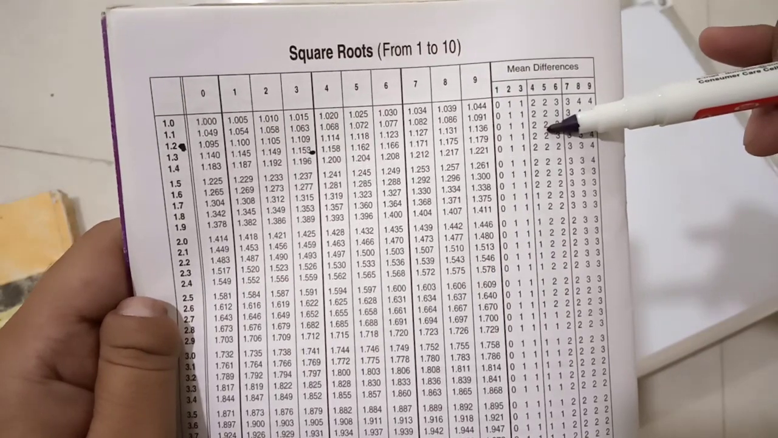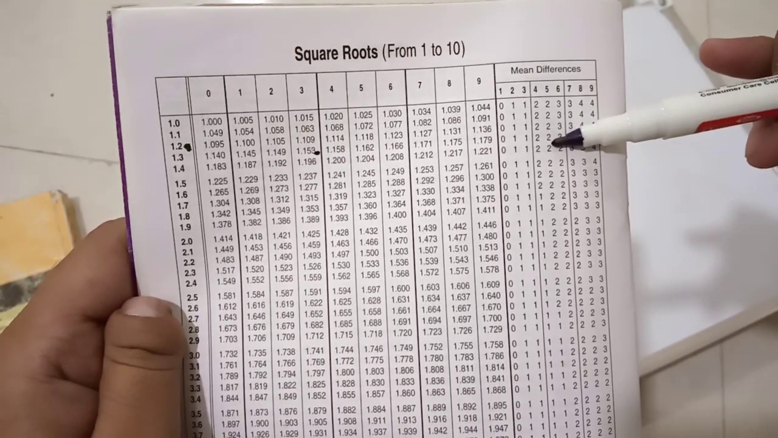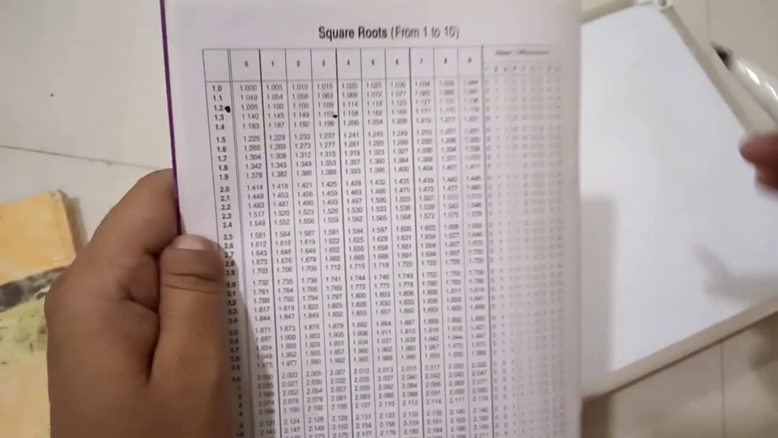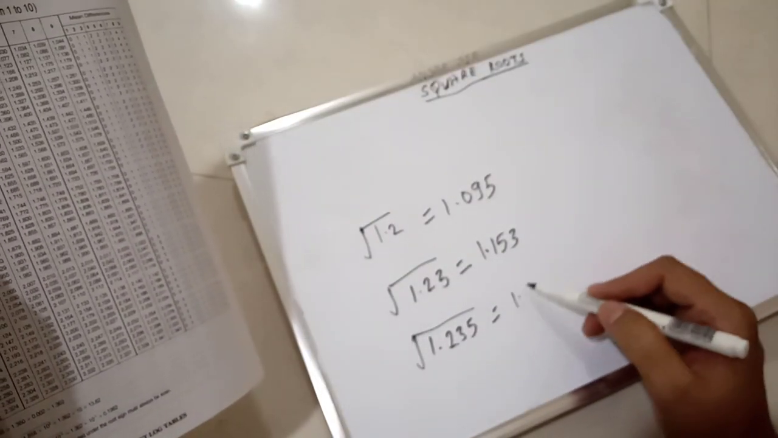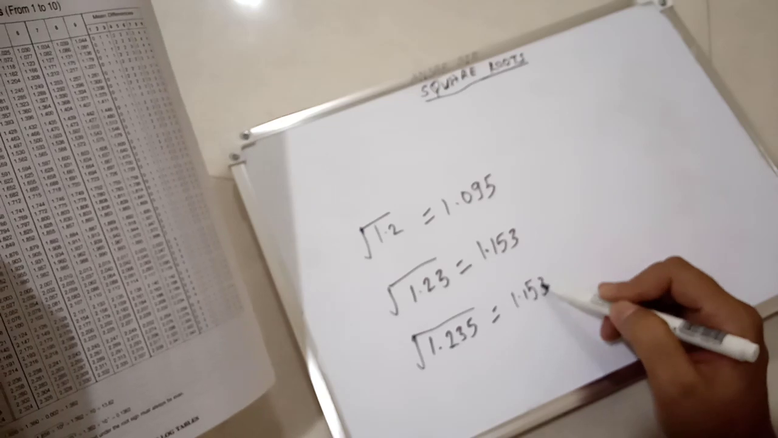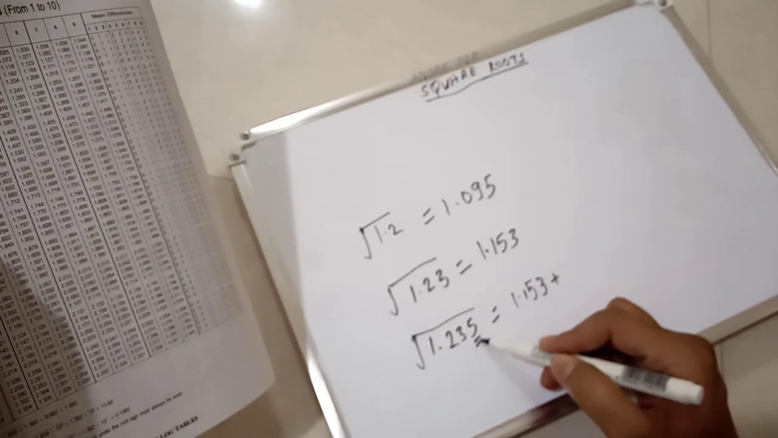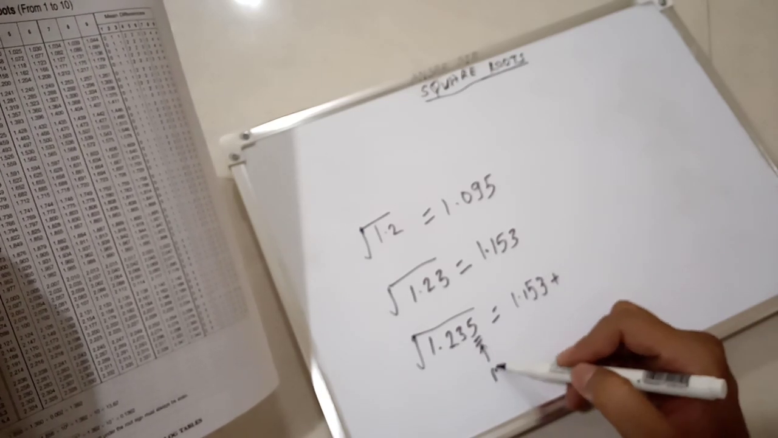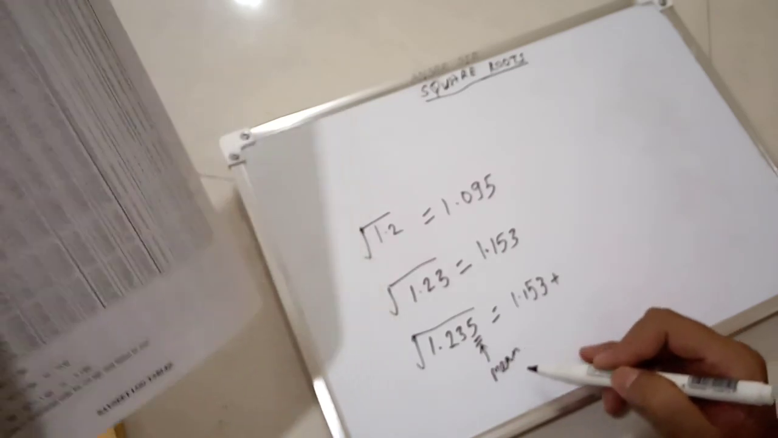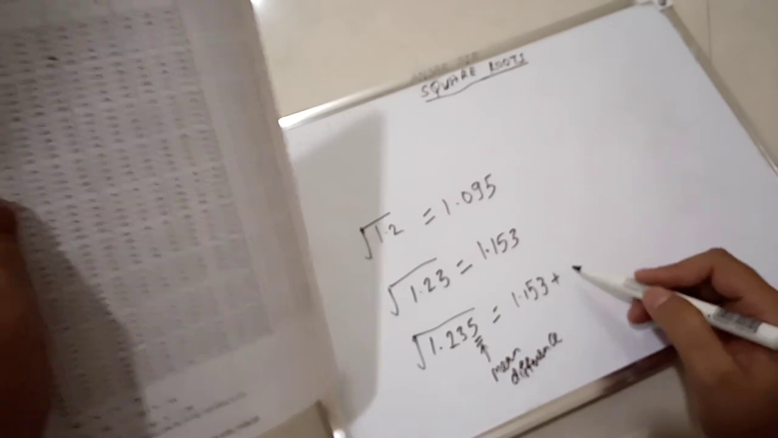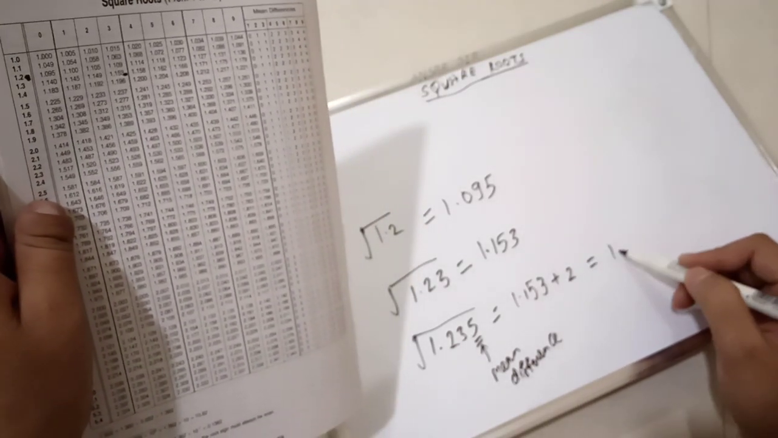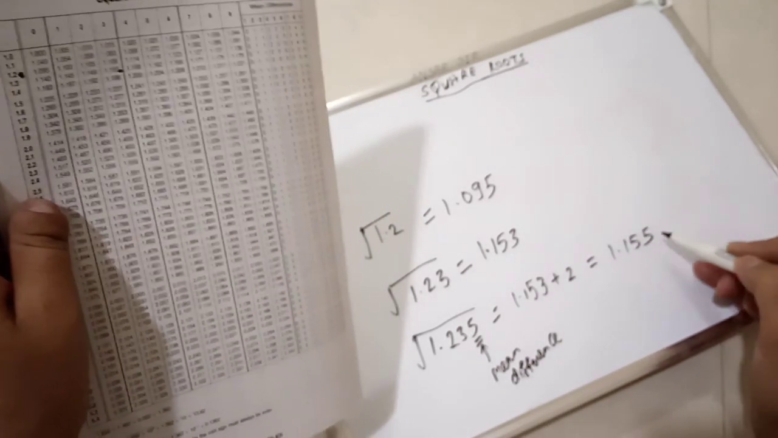And what is the value given here? It's 2. So I will add this 2. What is the value of 1.23? 1.23 is 1.153 plus, this is the last digit, so we will find this in the mean difference. The value of this will be found in the mean difference and the value is 2. So it will become 1.155.